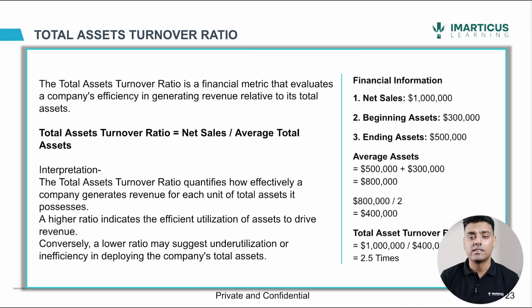A higher ratio means effective utilization of total assets to generate sales, and a lower ratio means ineffective utilization of total assets, and therefore we are not able to optimally generate sales.